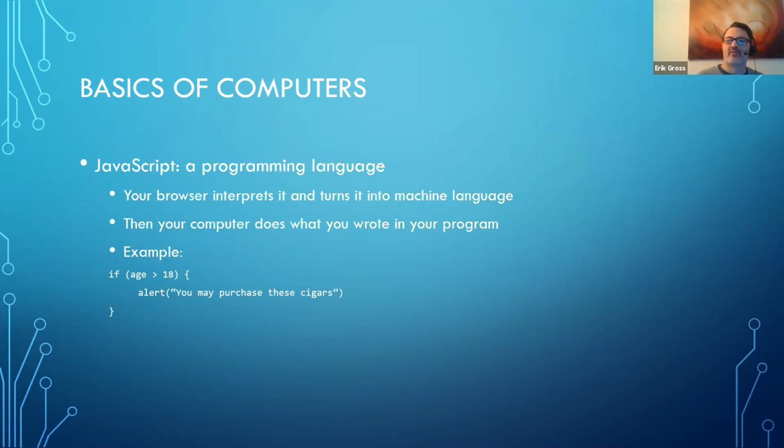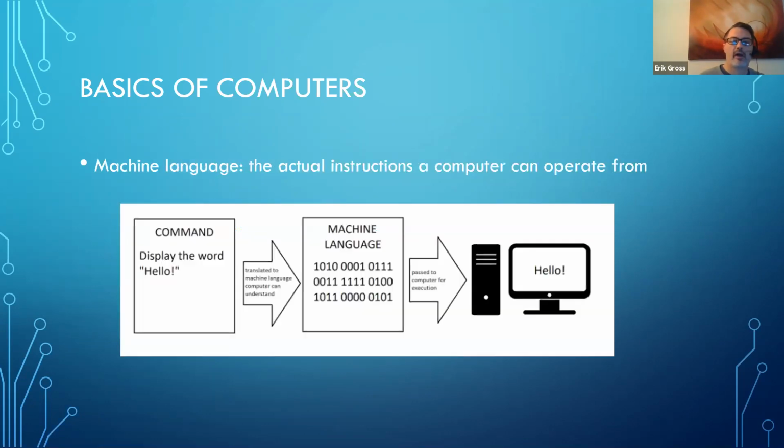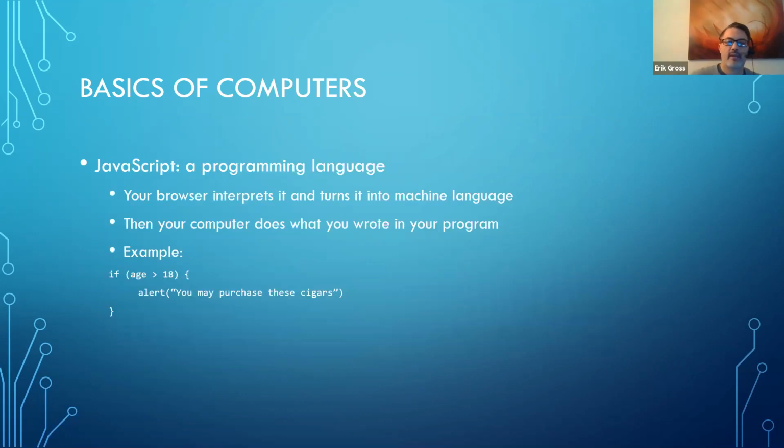Now, it may seem like I took a little bit of a left turn here, but just go back for a moment and remember this diagram. You write a command on the left there, going from left to right, in a language that looks like English. It gets translated to machine language that the computer can understand. That machine language gets passed to the computer for execution, and the computer does what those instructions tell it to. That's what we're talking about here. We're talking about a language where you would write to print hello on the screen, and that would get interpreted and converted down into machine language, and the computer would do what you wrote.